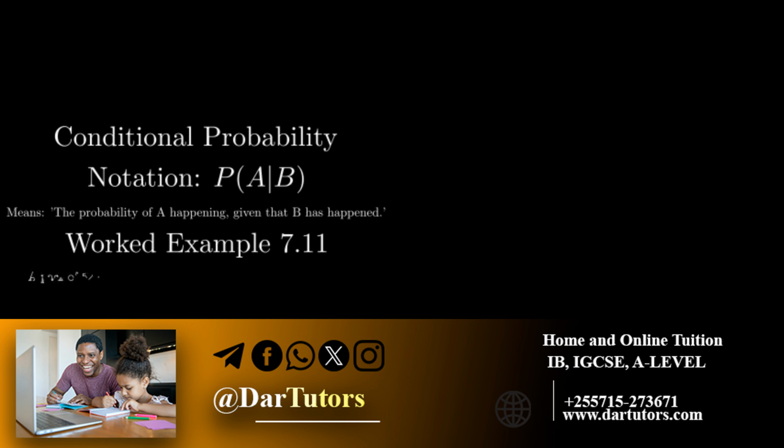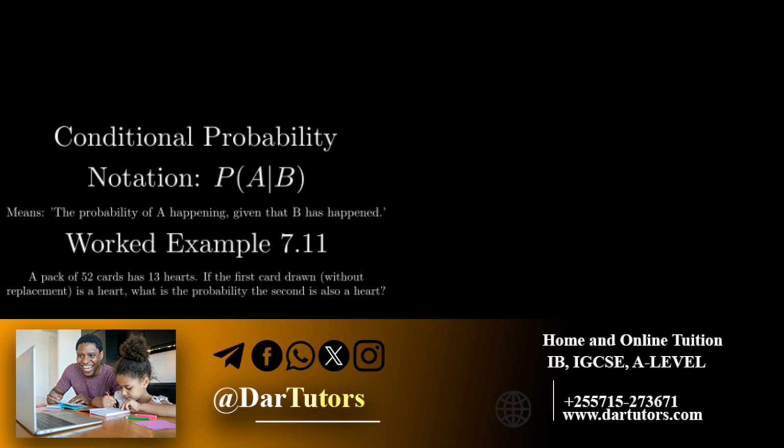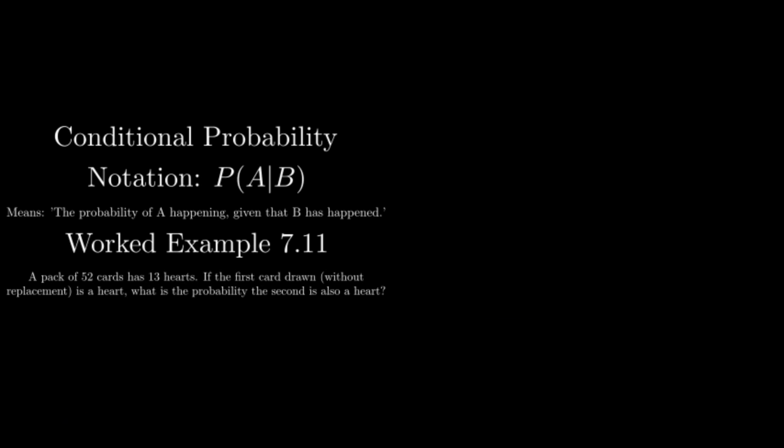Let's look at a classic example. A standard deck of 52 cards has 13 hearts. If we draw a card, don't replace it, and see that it's a heart, what is the probability that the second card we draw is also a heart? The condition here is that the first card was a heart. This changes our sample space.